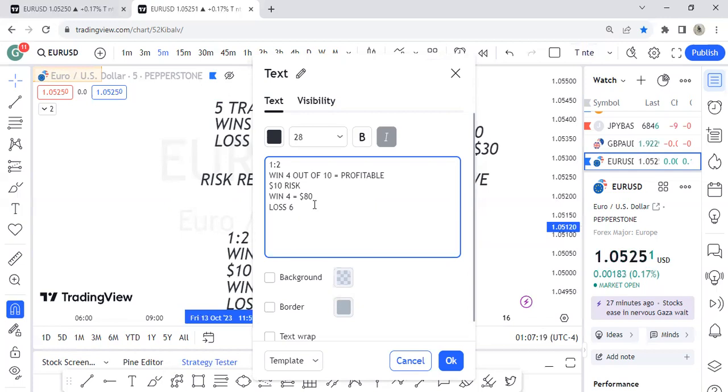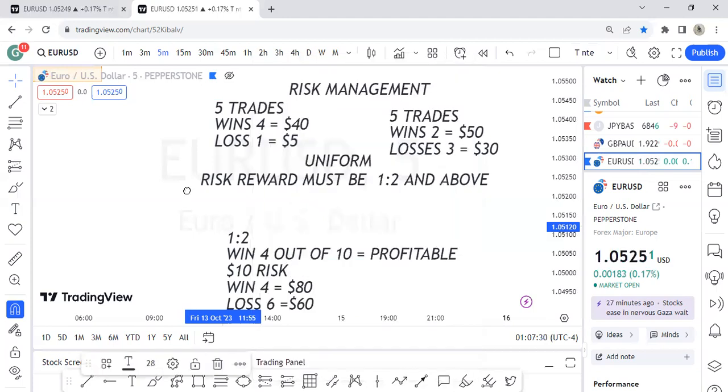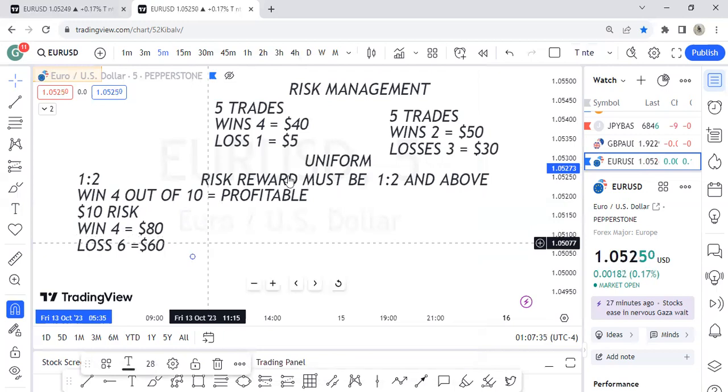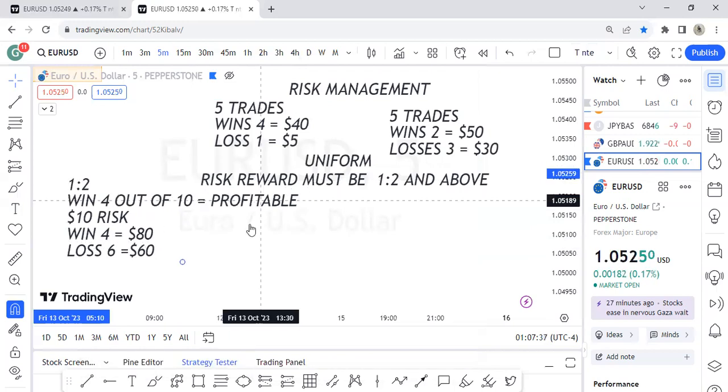Now you're losing 6, which simply means that you have lost only $60. So you can see that at the end of the day, you are net profitable, because if you subtract 60 from 80, you're upwards $20. So another idea is that you must have a probabilistic mindset.